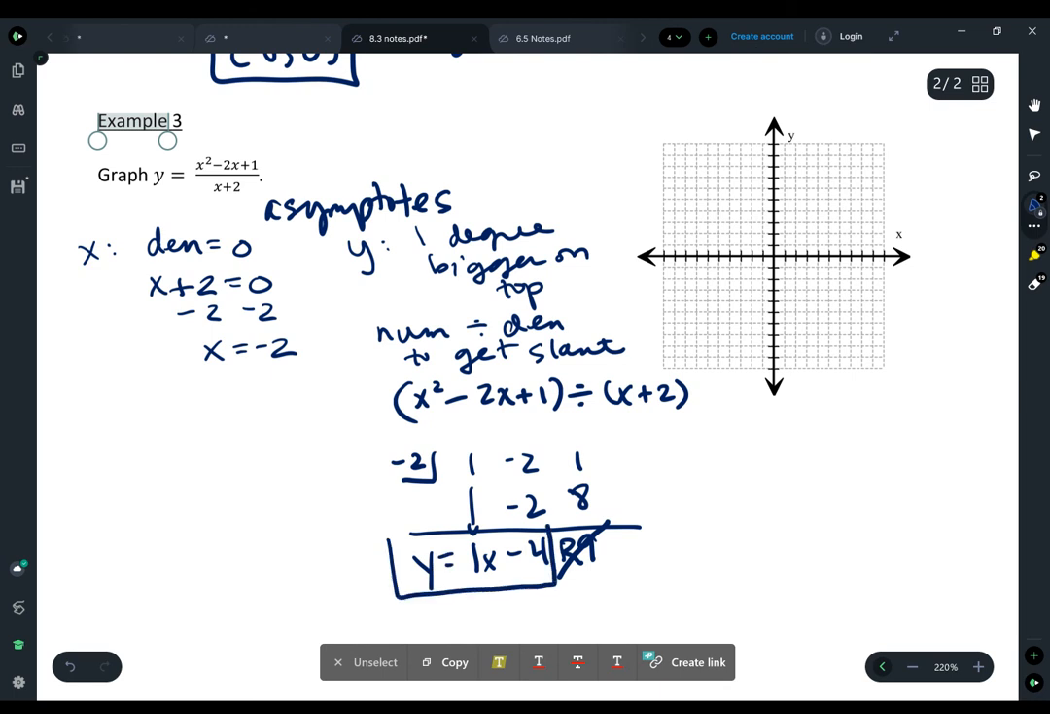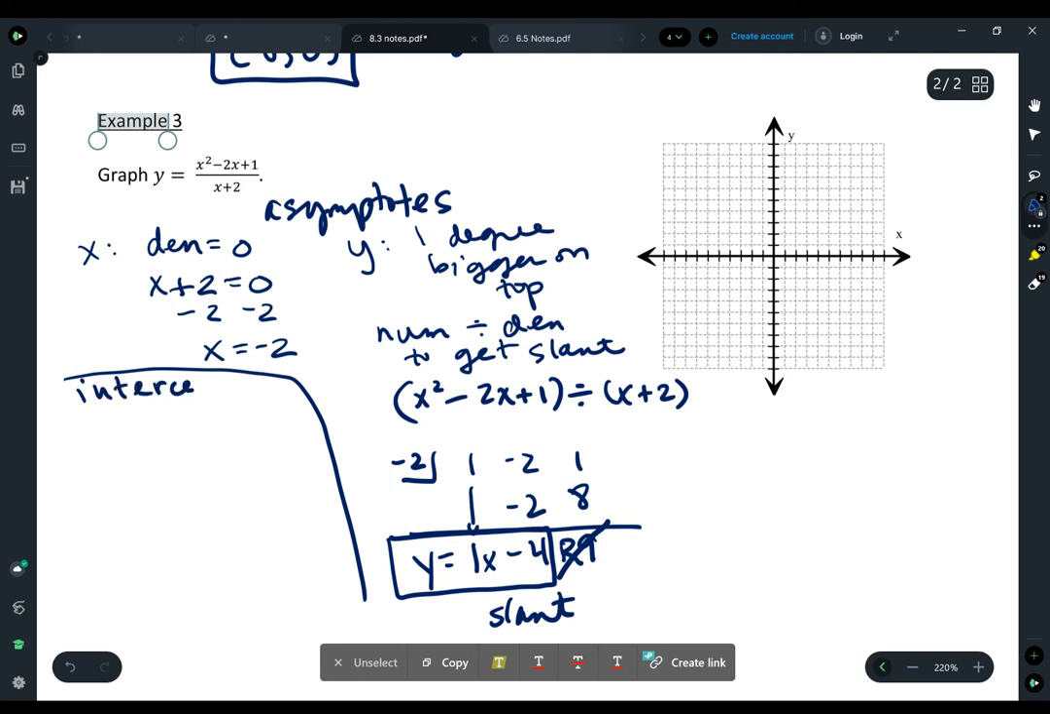And now I have my slant asymptote. So I did not use the remainder for anything. The rest of that when I divided gave me something that's linear, and that's going to be my slant. So now I still need to do my intercepts, and hopefully I have enough space for it here.